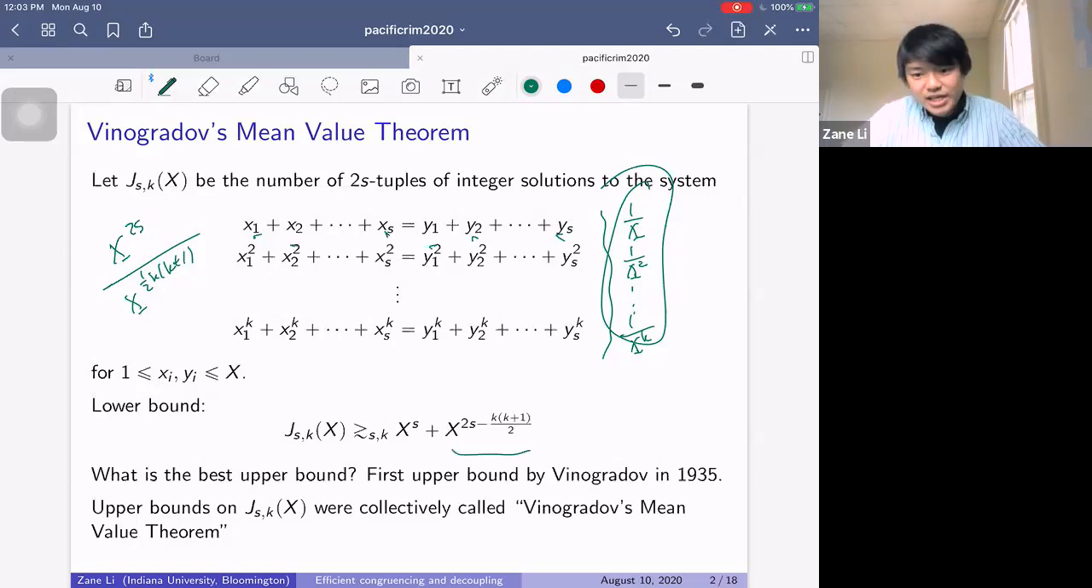Okay, so these lower bounds were very classical. And so the question is, what is the best upper bound? The first upper bound was given by Vinogradov in 1935, who, if I remember correctly, just showed that the number of solutions is bounded by the lower bound times x to the 1/2 in some regime between s and k. Afterwards, upper bounds on J_{s,k} were collectively known as Vinogradov's mean value theorem. This was a term, I believe, coined by Hua in the 40s.